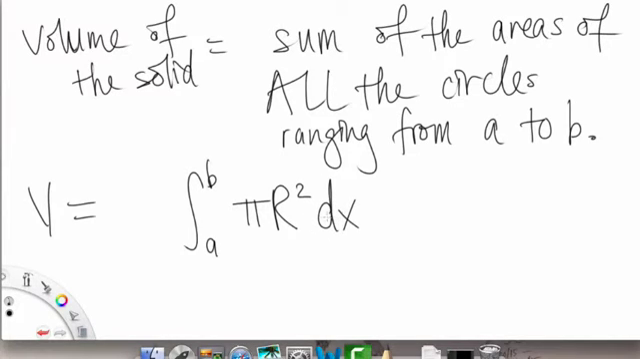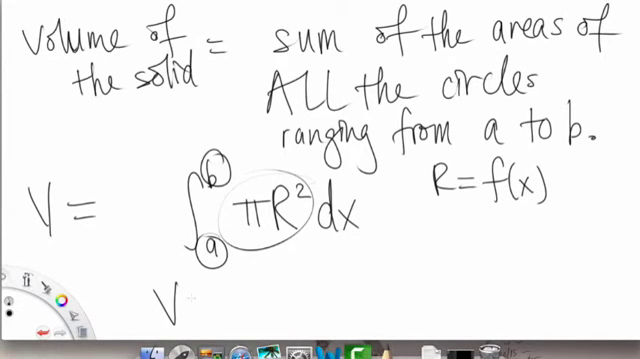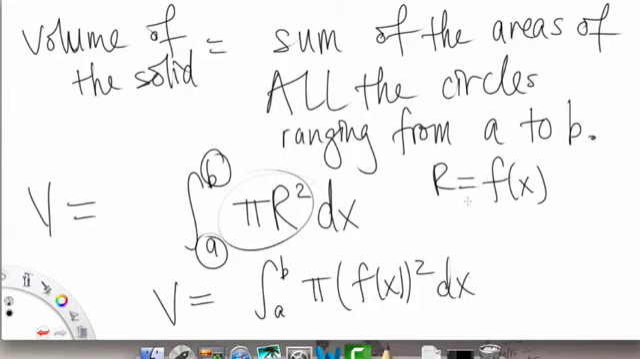So we're going to add up the sum of all of these areas of the circle from x equals a to x equals b. And in this case, our r is equal to f of x. That's our function value, right? So our volume is actually going to equal the integral from a to b of pi times f of x squared dx. Okay? And that is the formula for the volume of the solid.